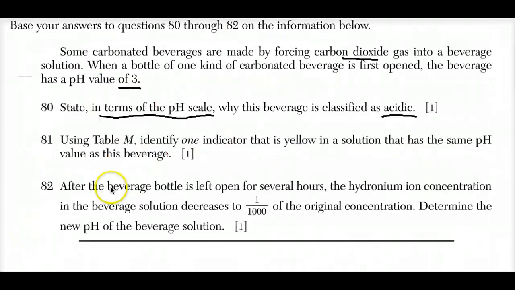Number 81. Using Table M, identify one indicator that is yellow in a solution that has the same pH value as this beverage. Okay, so we're going to go to Table M, and we want an indicator from Table M that is yellow, okay, at a pH of 3. That's what they're getting at here. They want you to go to the table of indicators and find one that goes yellow, okay, at a pH of 3. That's what they're trying to say here. So Table M, here we come.